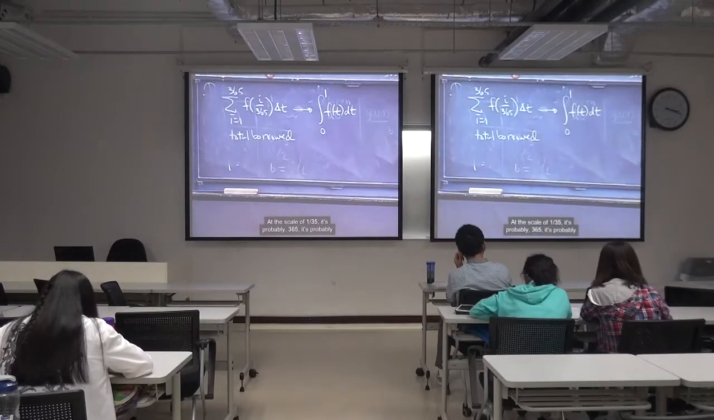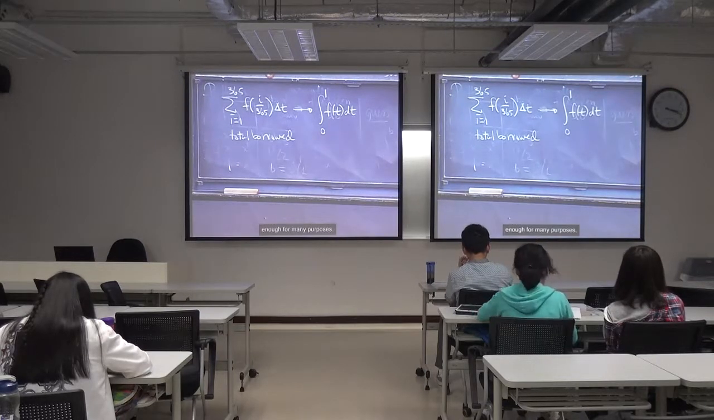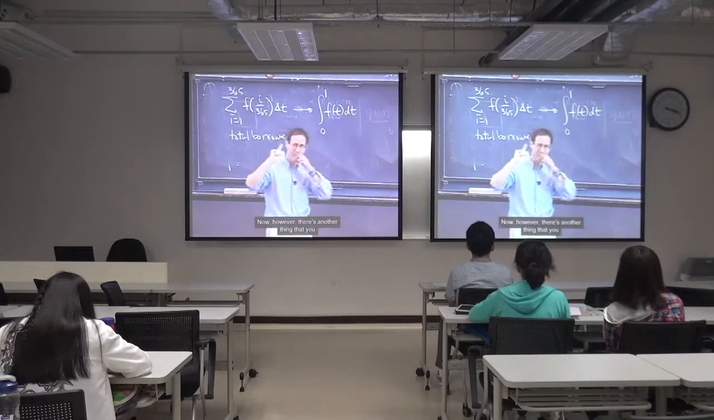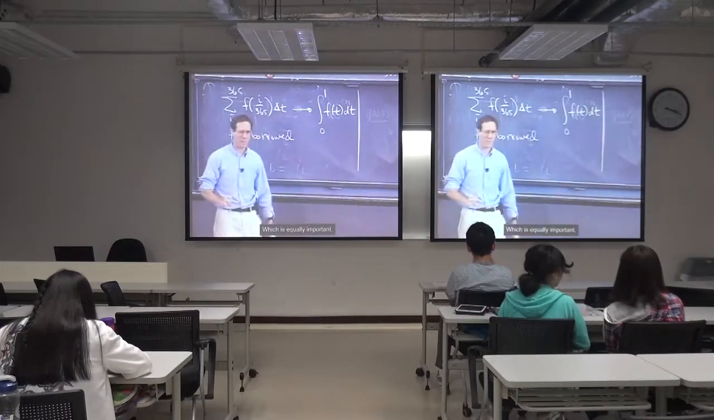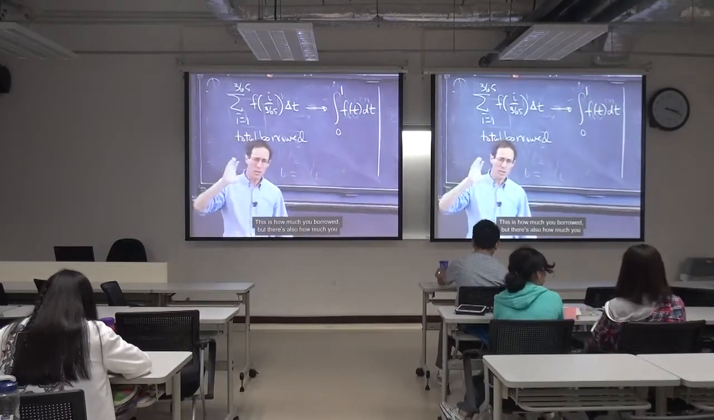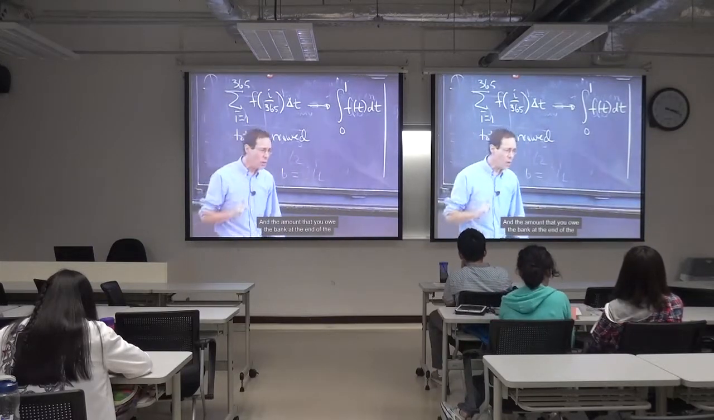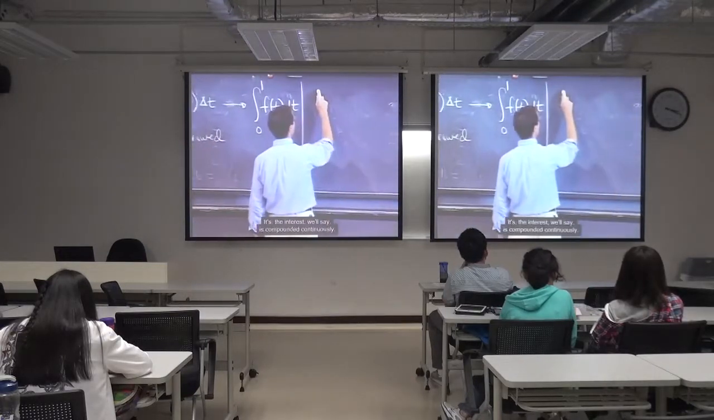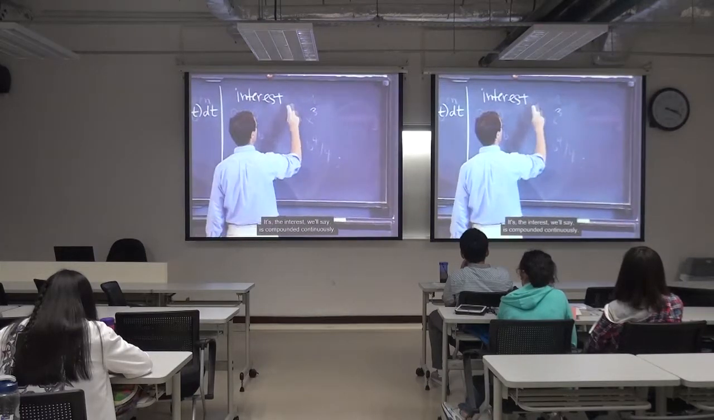At the scale of 1 over 365, it's probably enough for many purposes. Now, however, there's another thing we want to model, which is equally important. This is how much you borrowed, but there's also how much you owe the bank at the end of the year. I'm going to do it in a fancy way. The interest, we'll say, is compounded continuously.